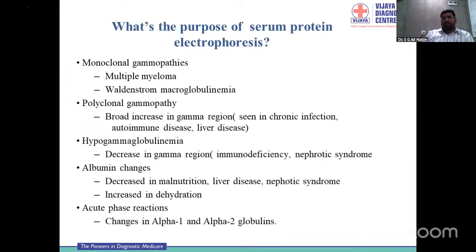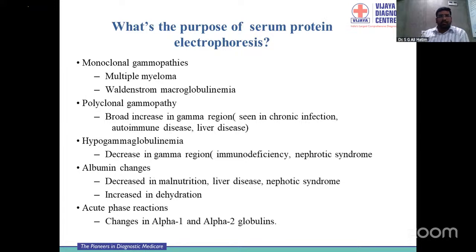Basically, what's the purpose of serum protein electrophoresis? Why do we do electrophoresis? There are different conditions where we can diagnose, or at least help in the diagnosis of these kinds of diseases. Most importantly, monoclonal gammopathies, which include multiple myeloma, Waldenström macroglobulinemia, and polyclonal gammopathies, where in different infections like chronic infections, autoimmune diseases, and liver diseases, we basically see a broad range of changes in the gamma region, and some hypogammaglobulinemias where gamma globulin fractions are decreased.